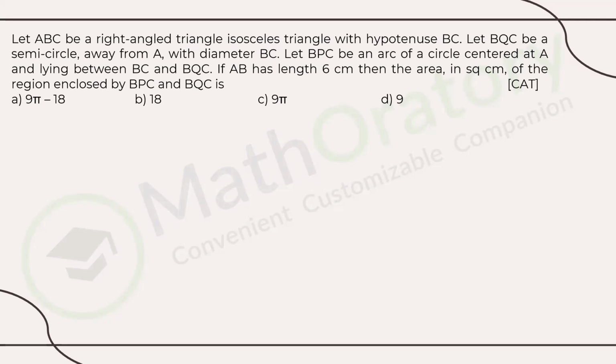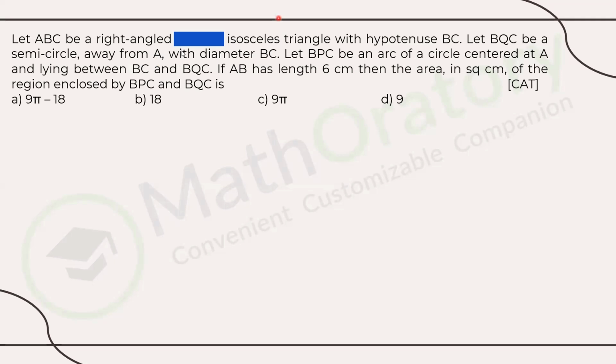So let's comprehend it first properly. We have ABC, a right-angled triangle. This has been written a couple of times. It's a right-angled isosceles triangle. But anyhow, ABC is a right-angled isosceles triangle with hypotenuse BC. Let BQC be a semicircle away from A. Now, what does that mean, away from A? Diameter is BC, that is known to us. But away from A means the curvature of the semicircle would be away from A.